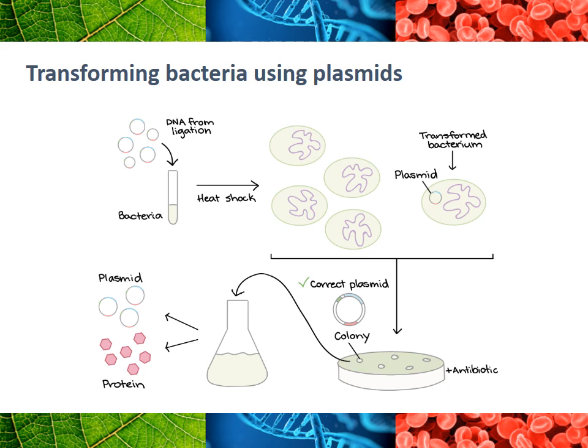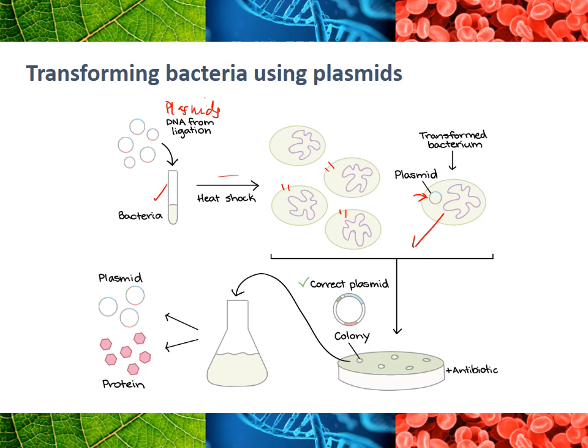I've just included a couple of other pictures. Different people like different versions of this, so feel free to use these if you want. It shows more how it would look if we were doing it in a lab. So we've got our DNA. These are the plasmids here. Plasmids and bacteria are mixed together. They're heat shocked. We open up the bacteria a little bit. Plasmids enter and we get transformed bacteria.